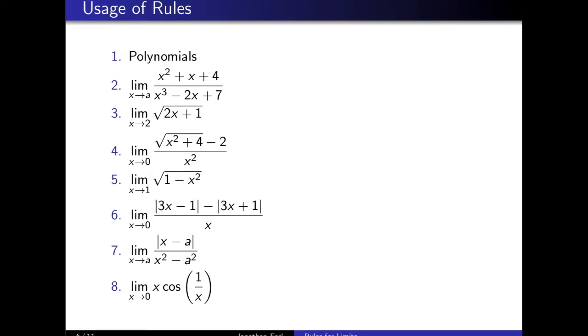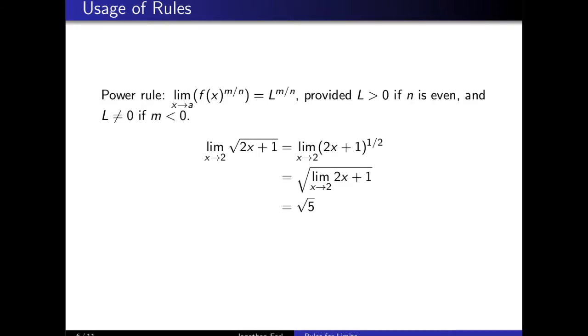Okay, so let's continue on with these remaining 6 examples. So we'll look at the limit as x goes to 2 of the square root of 2x plus 1. Now, the square root of 2x plus 1 is itself not a polynomial, but what we're going to do is use the power rule to get down to looking at the limit of a polynomial. So our power rule said that if we assume that the limit as x goes to a of f is L, then the limit as x goes to a of f raised to the m over n power is L to the m over n.